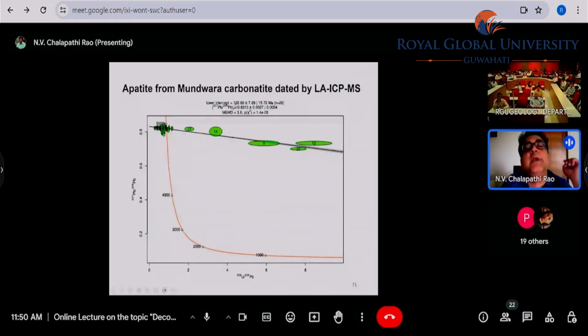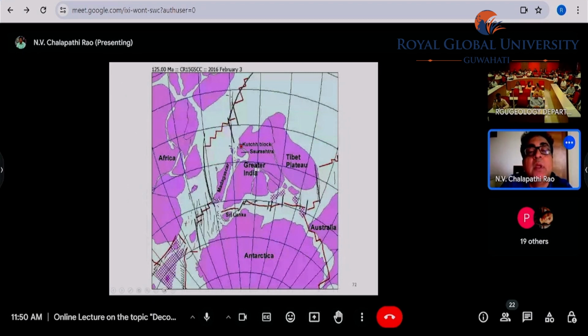Again we are getting 122 million years. That means the alkaline rocks associated with the Deccan traps predate the Deccan traps by almost double the time span, 122 million years compared to 65 million years. So the story is, you can see this was the configuration of India, the greater India at that time, where this 122 million years was the time frame where India was located.